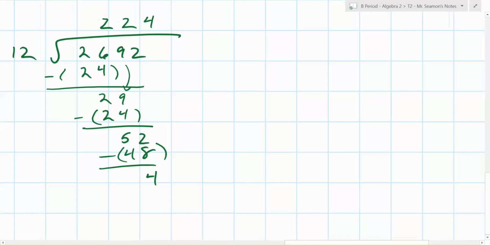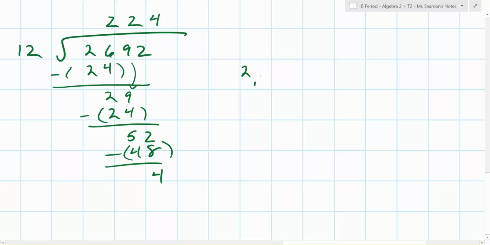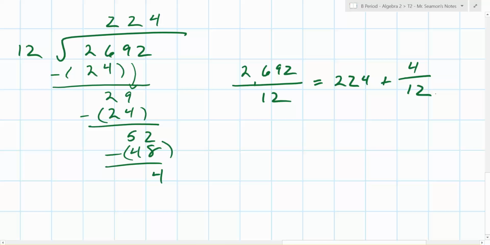So this tells us that 2,692 divided by 12 is equal to 224 plus 4 over what? 12. Does 12 divide evenly into 2,692? It does not. There is a remainder of 4, but if you're going to write it out as the final answer, this is what you'd write out.